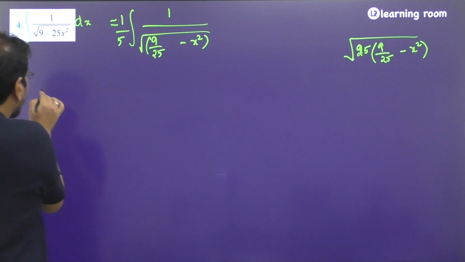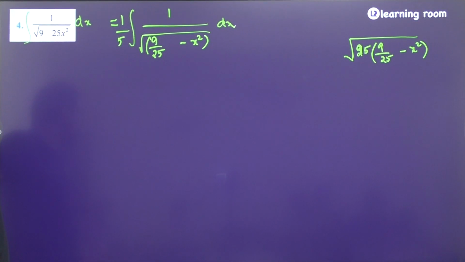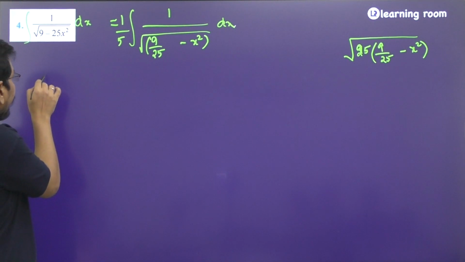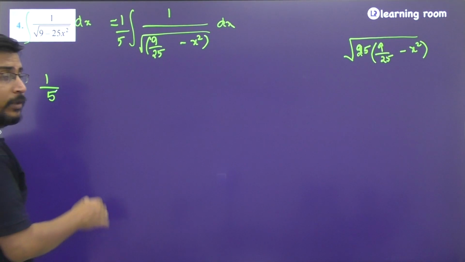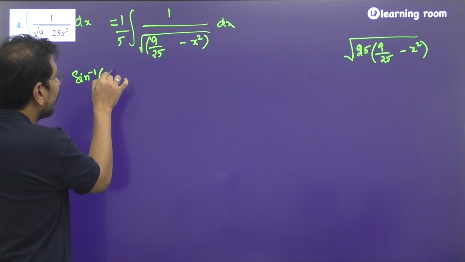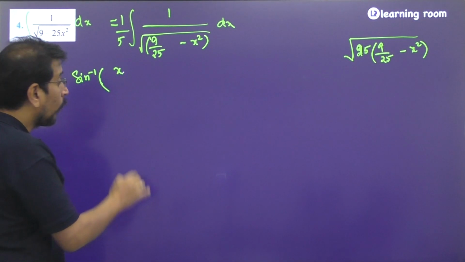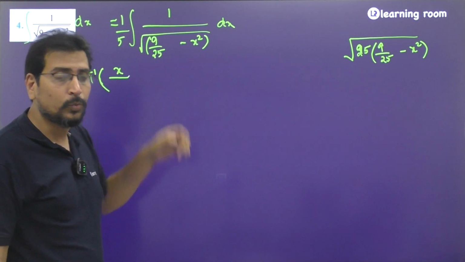So 25 coming out of the square root will be 5. So the answer will be 1 by 5 times this value, root of a square minus x square. So 1 by 5 into, what is the formula for 1 by root of a square minus x square? It is going to be sine inverse of x by a. So what is x? x is x only. What is a? If you observe, 9 by 25 is a square.